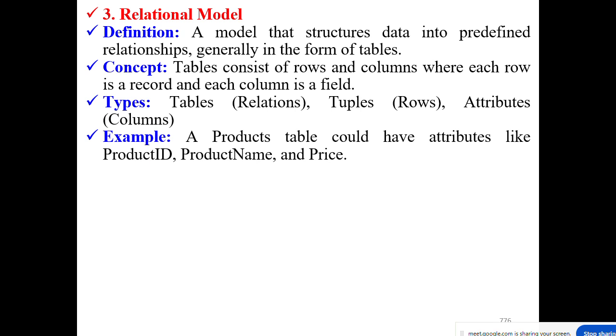A record is also called a tuple. Each column is a field. You can call it a dimension, like name is a dimension, age is a dimension. A dimension is nothing but an attribute, and an attribute is nothing but a characteristic of an entity.